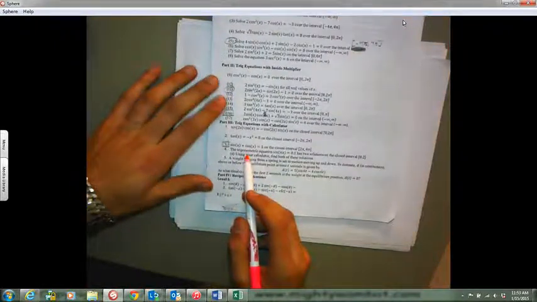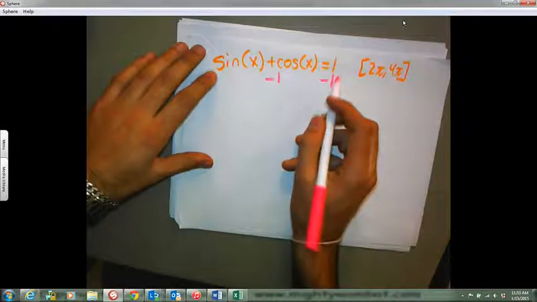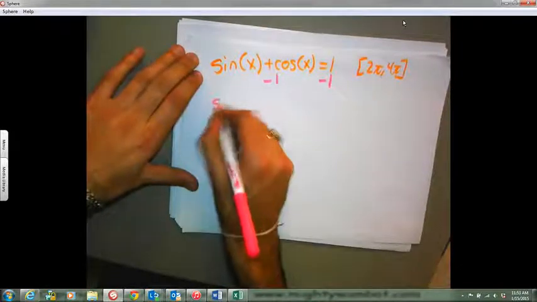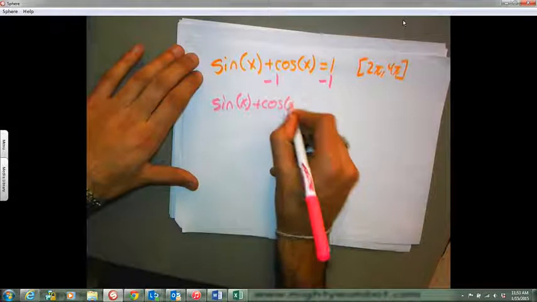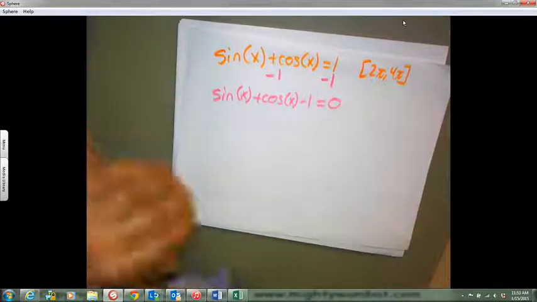We are on problem number 3 on part 3. So this is with the calculator. So the equation is sine of x plus cosine of x equals 1. Step 1 is just minus 1 on both sides. So then I've got sine x plus cosine x minus 1 equals 0. Now this can just straight be graphed on the calculator.